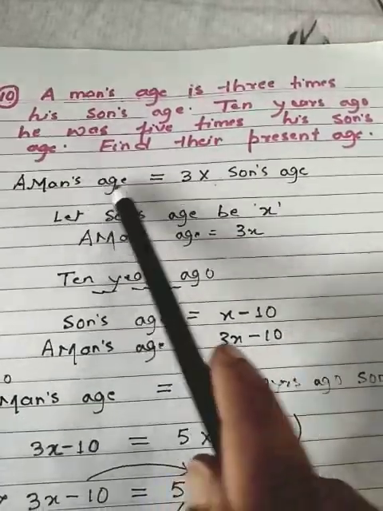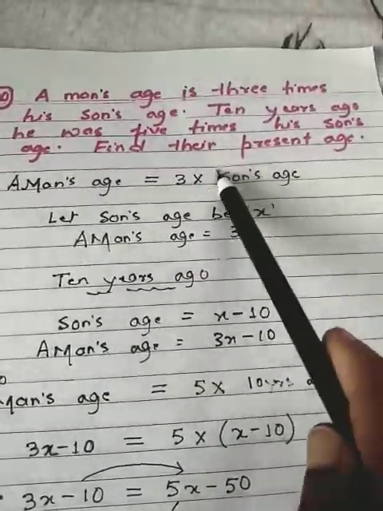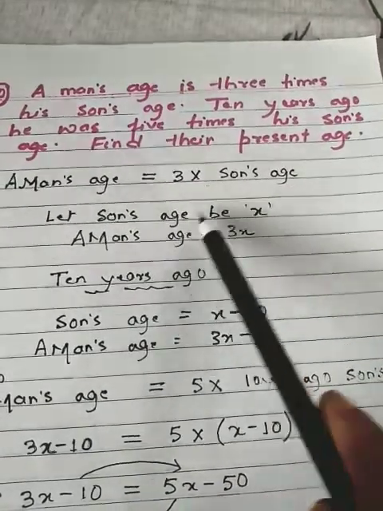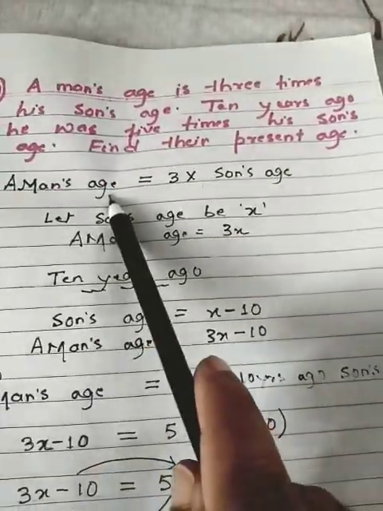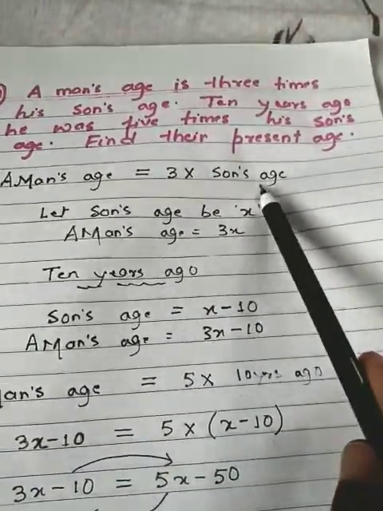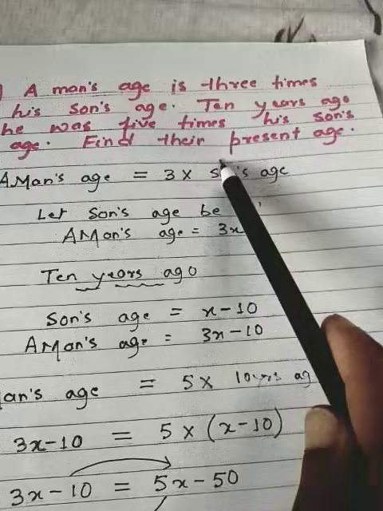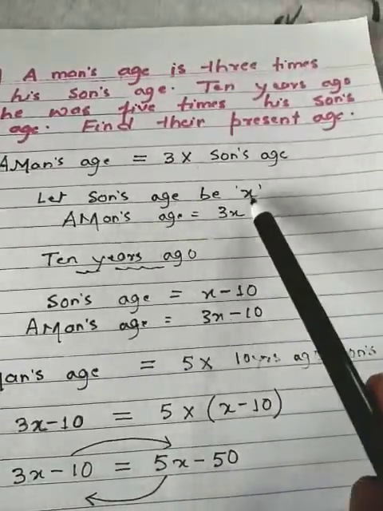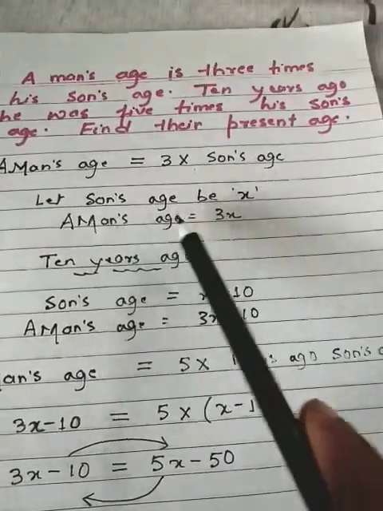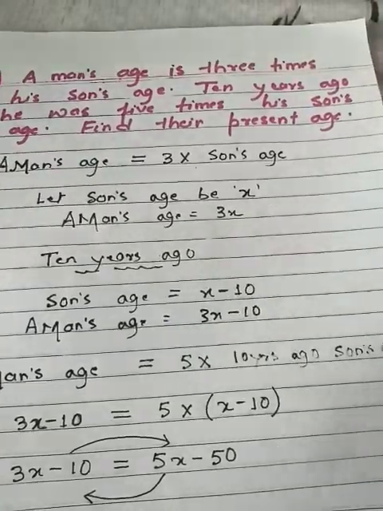Okay, so we are not aware of both their ages. So we'll first let the son's age be x. So our man's age will be what? 3 into x, because now we have let the son's age be x. So if the son's age is x, the man's age would be 3x. Okay.